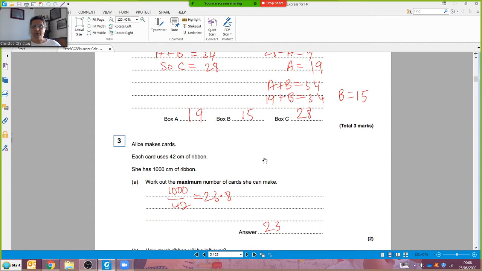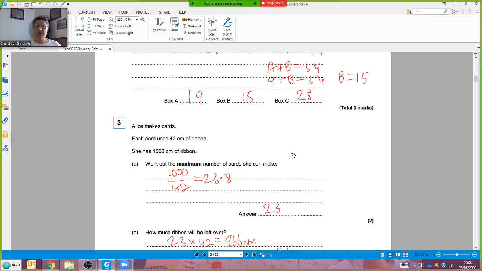Well done. Alice making cards using ribbon, make it look pretty. She's got 1,000 centimeters of ribbon. What's the maximum number of cards that she can make? Well, if you divide 1,000 by 42, she can make 23.8 cards. And there's nothing wrong with writing down 23.8, provided that's not your final answer, because 0.8 of a card, you don't round it up to 24, you just don't have enough ribbon. But you can definitely make 23 cards, yeah?